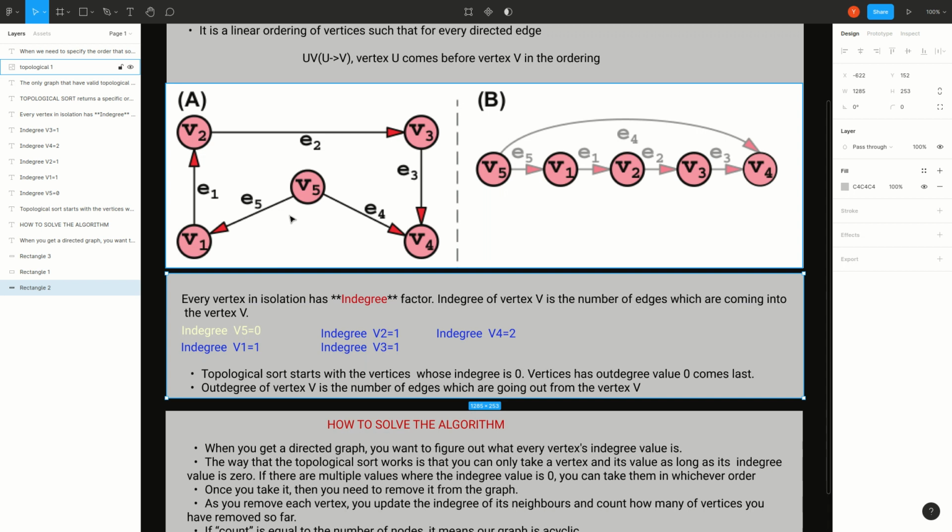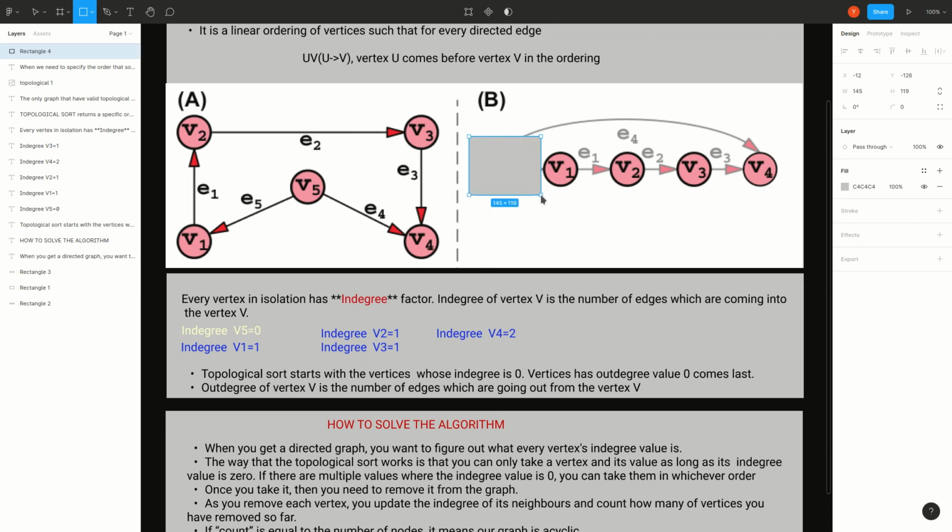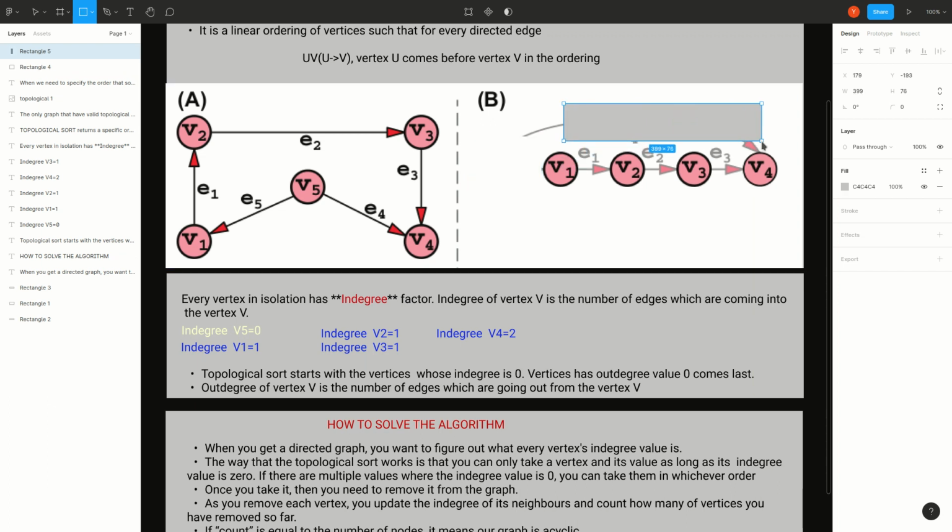So, since we have only one vertex that has in degree value of 0, I will start with V5. So, V5 is our starting point. As I remove it, let me update, and also as I remove V5, I need to clear those paths, right?